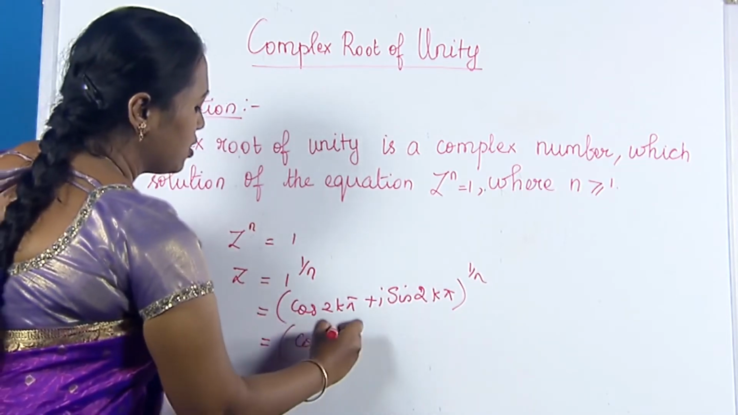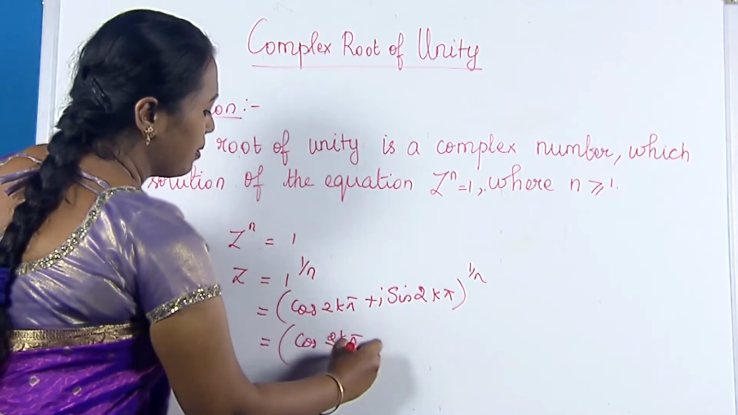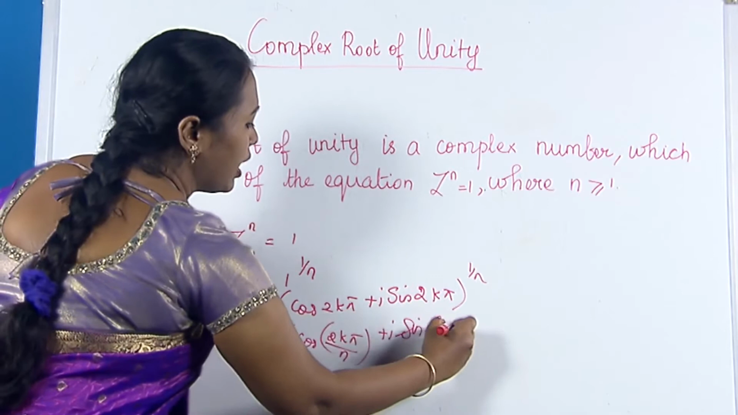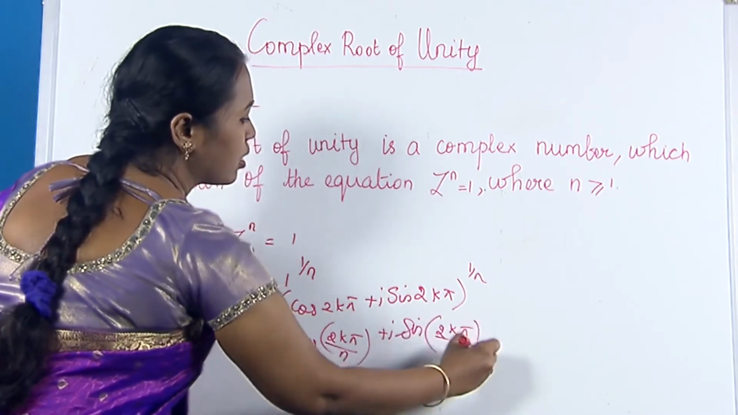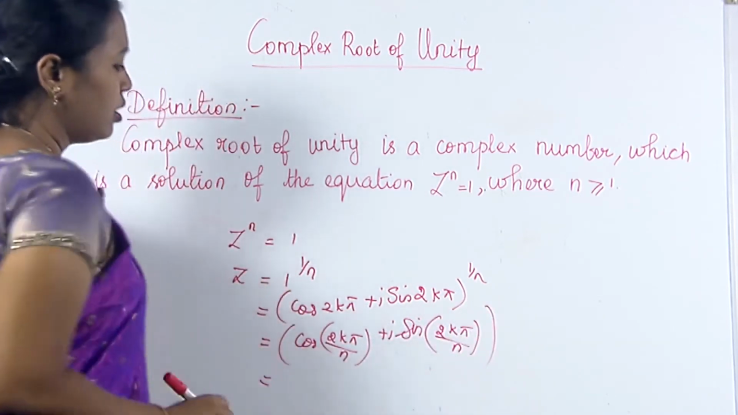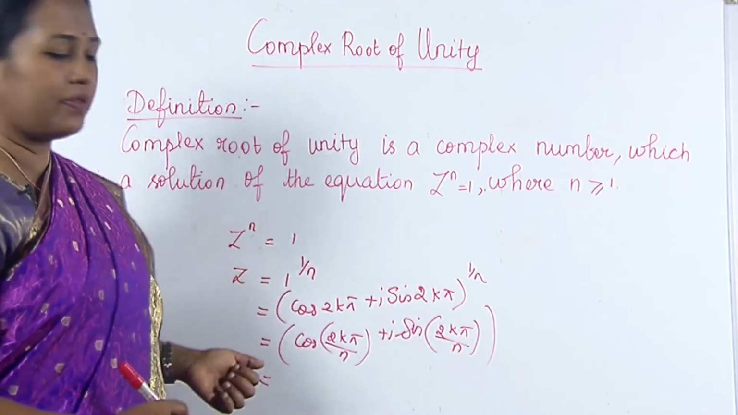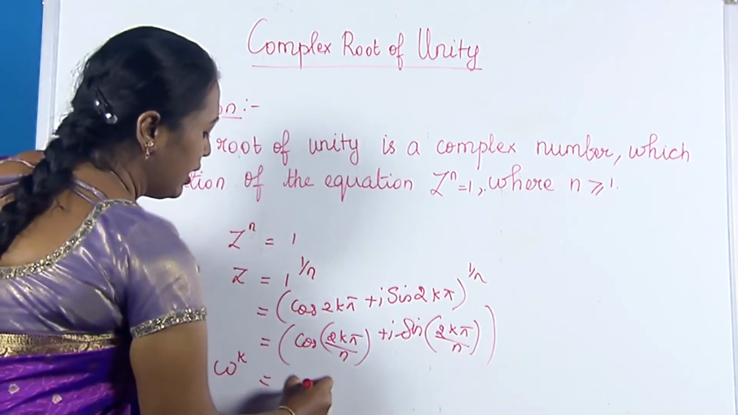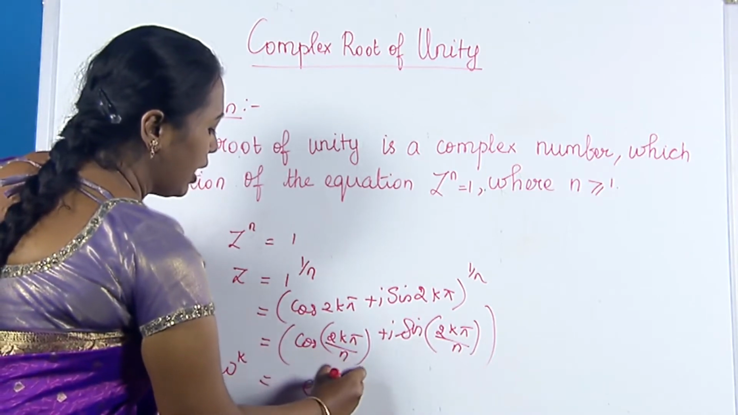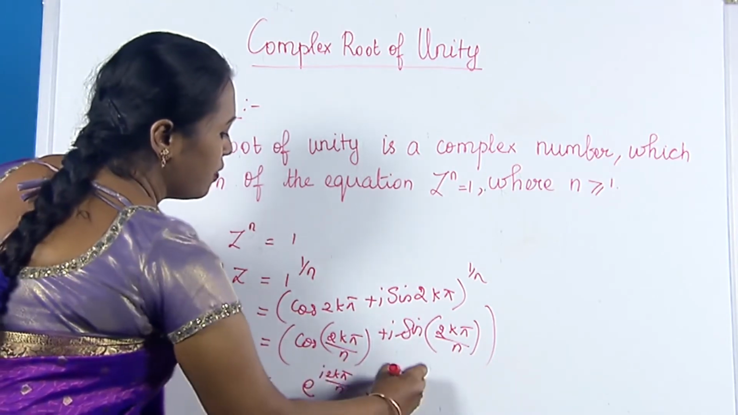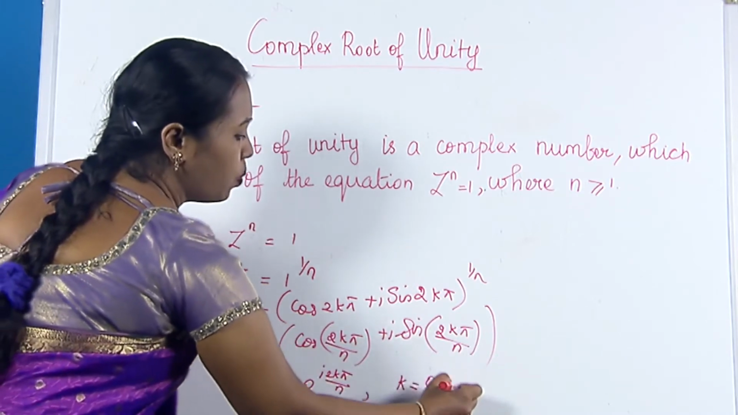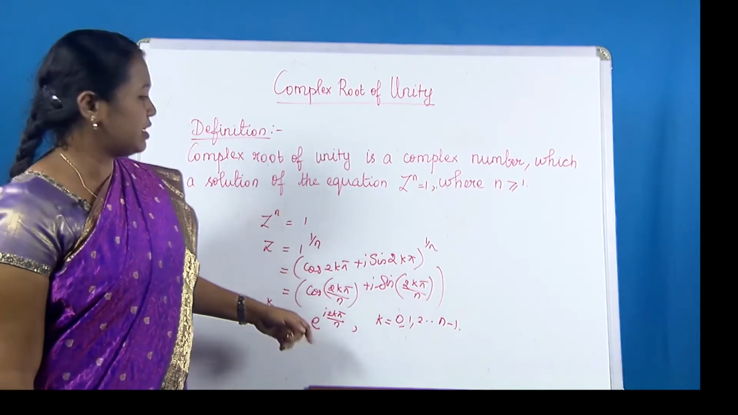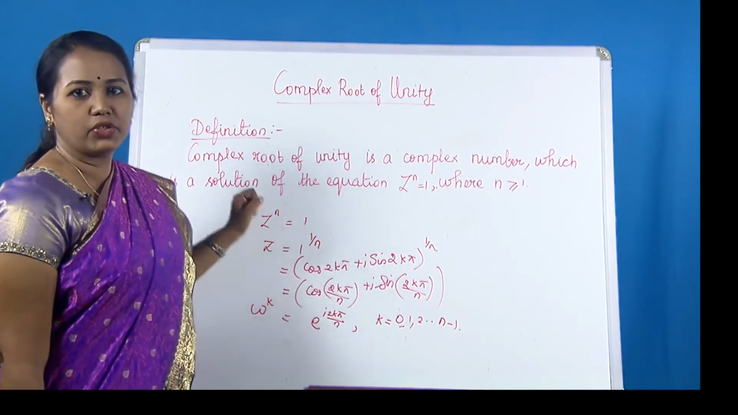So, this becomes cos 2k pi by n plus i sin 2k pi by n. So, the solutions of this equation will be of this form: omega power k is equal to e power i 2k pi by n, where k is equal to 0, 1, 2 up to n minus 1. So, these are the solutions of this equation z power n is equal to 1.